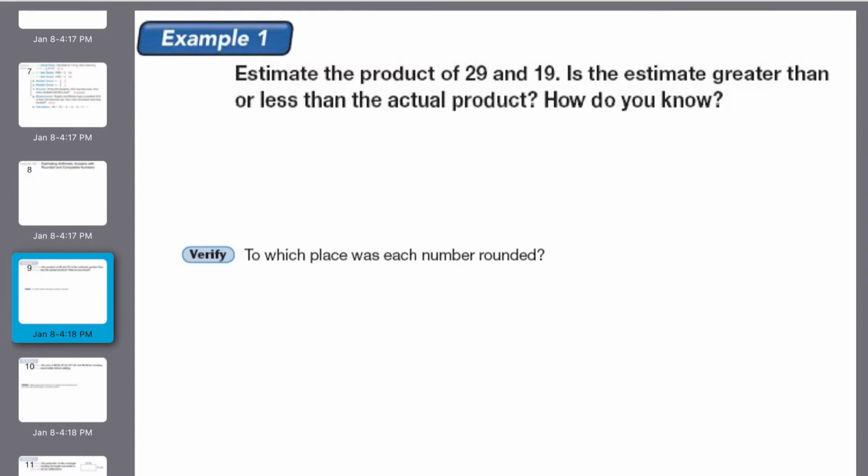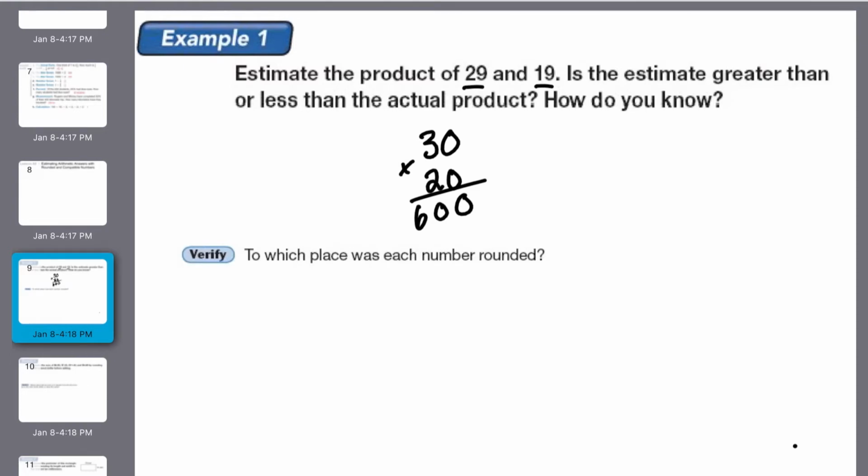How do you know? So to estimate the product here, I'm just going to round both numbers. So I'll have 30 times 20 instead of 29 and 19. I just round it up. So when I multiply this, I'll have 2 zeros, and then the 2 times the 3 is 6. So about 600 is my estimate.